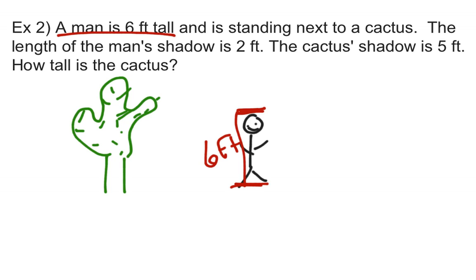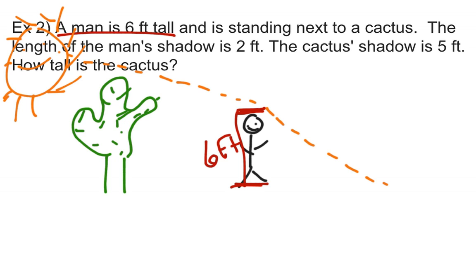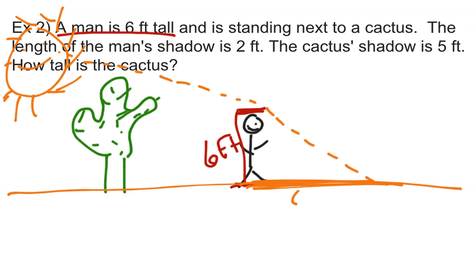Well, if we think about it for just a second, a shadow. I'm going to go ahead and draw a sun up here. Here's my sun. And if there's a ray of light coming down like this, that means the guy's shadow is going to be on the ground. So if this is the ground going across here, the guy's shadow is going to be on the ground, and it's saying that the guy's shadow is 2 feet long.